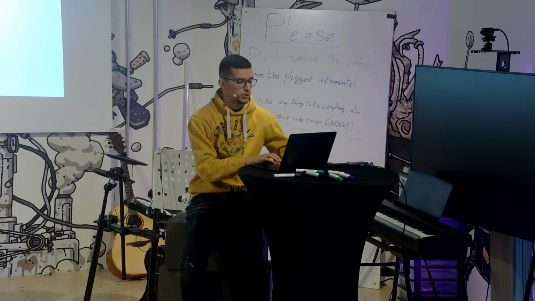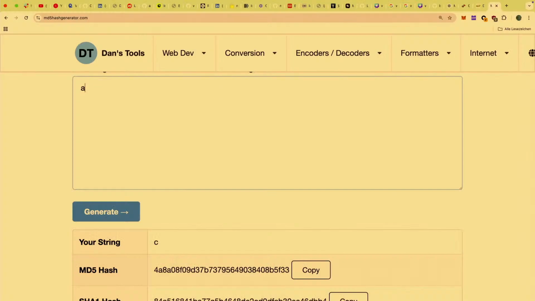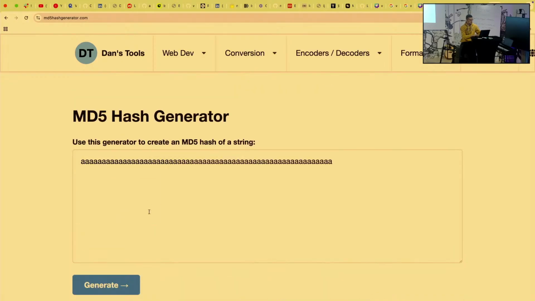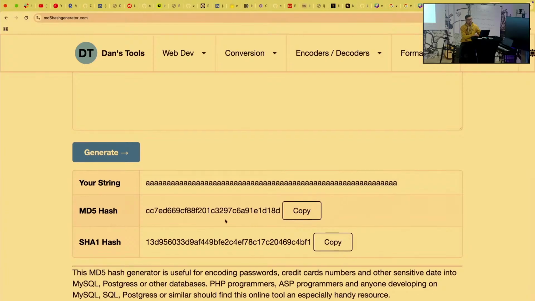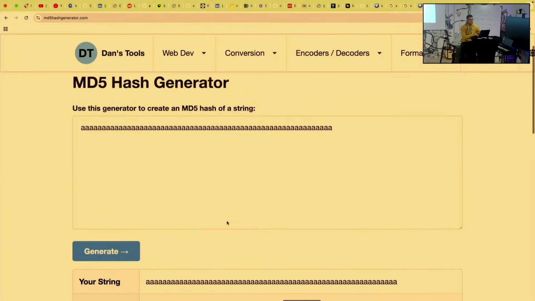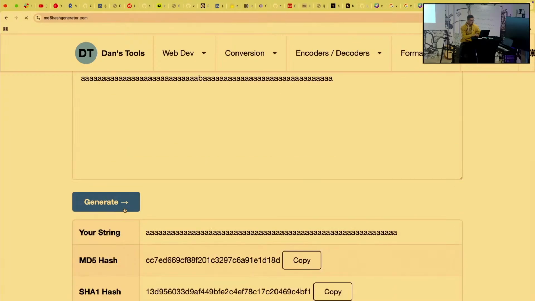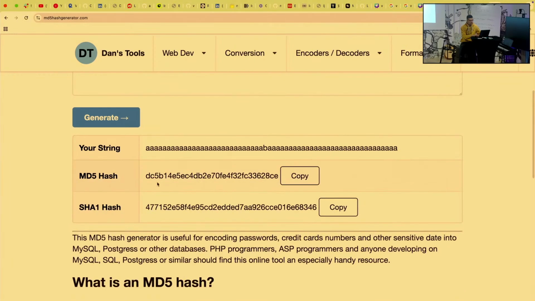Also, even if you choose something way bigger than MD5, so I'm just going to choose something like this. Look, it starts with CC and ends with HD. And I'm just going to change 1 bit here to B. It should give us a completely different output. Again, it starts with DC and ends with CE. You see? That's what makes hashing strong.